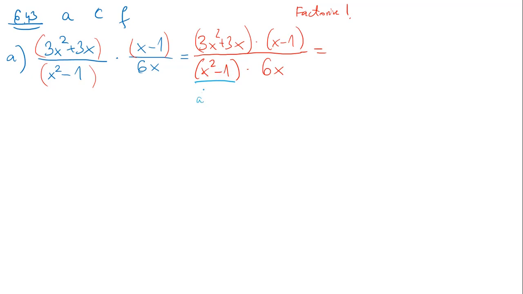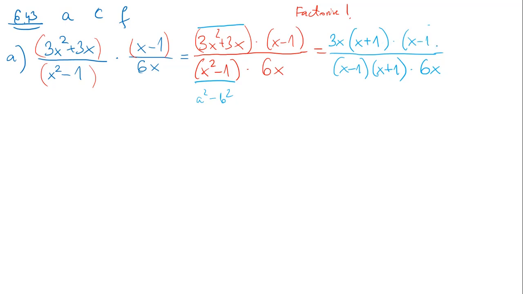Multiplication rule a squared minus b squared, so it's going to be x minus 1, x plus 1 times 6x. And in this bracket here, we can take 3x in front of the bracket, and we get x plus 1 times x minus 1. Right. And at this point, it's very easy to write the domain, so I will do it right now. It's R without 1, -1, and 0. So -1, 0, 1.